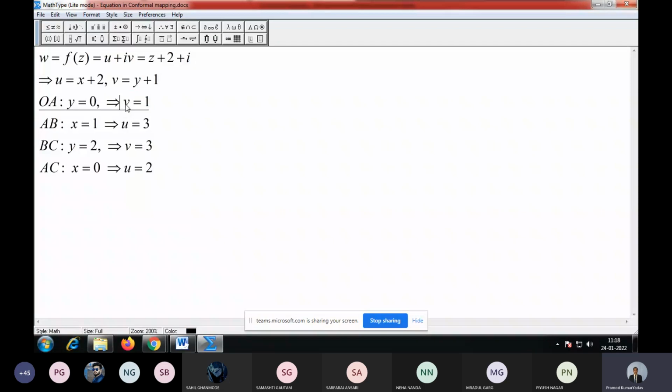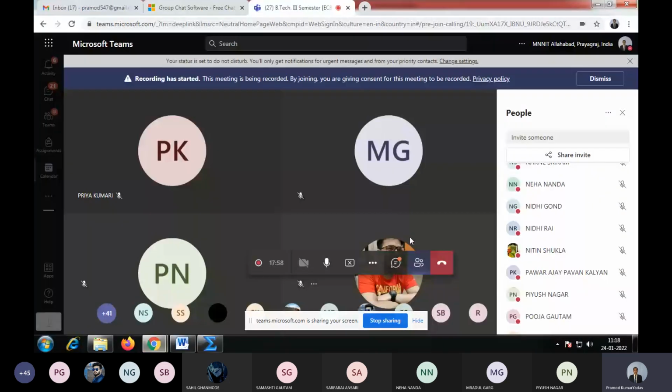V equal to 1 is the equation of which? Nitin Shukla. Nitin Shukla. Nitin is never present in the class. He is just logging in and then moving his head.